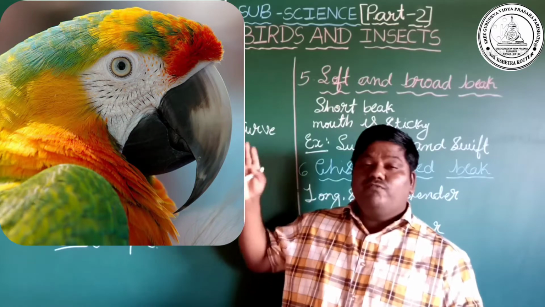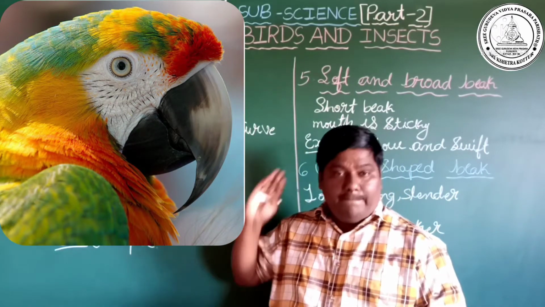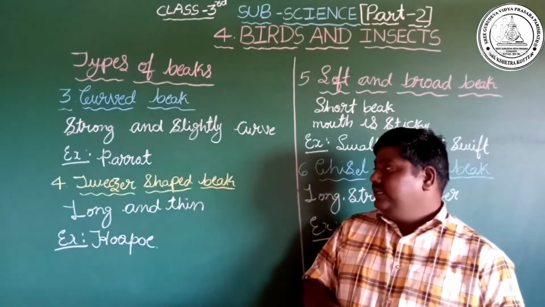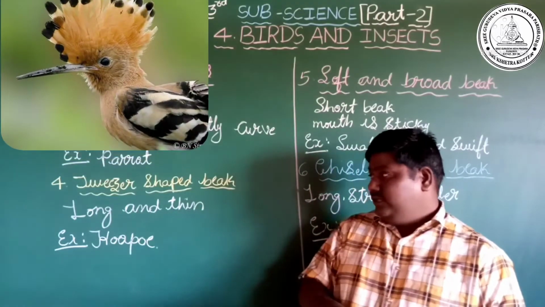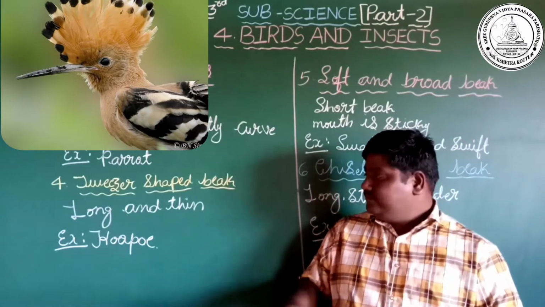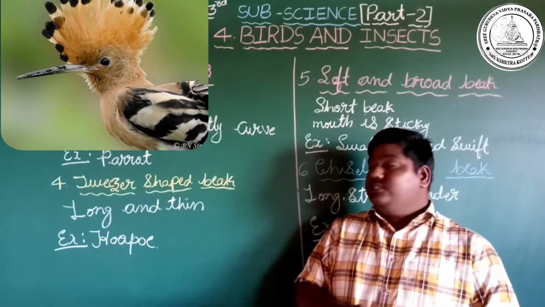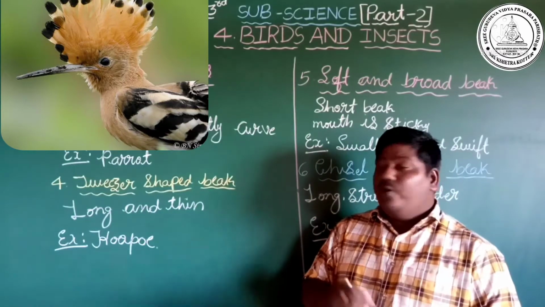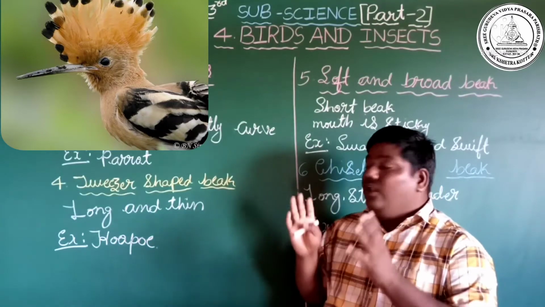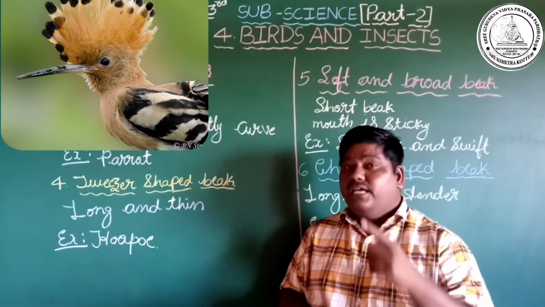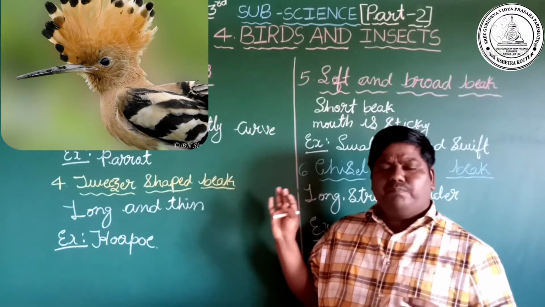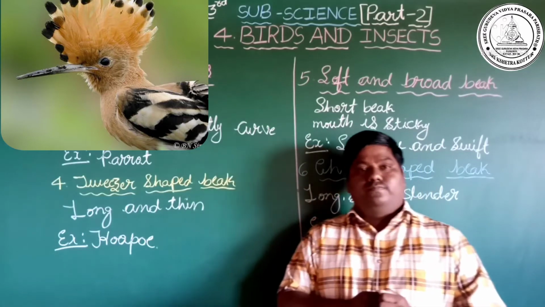Dear children, all of you observe the curved beak in the picture. Okay, next, the fourth one, the tweezer shaped beak. The example for tweezer shaped beak is the hoopoe. Children, all of you observe the hoopoe on the board. See here, the hoopoe's beak is long and thin. What is the use of the tweezer shaped beak to the hoopoe?